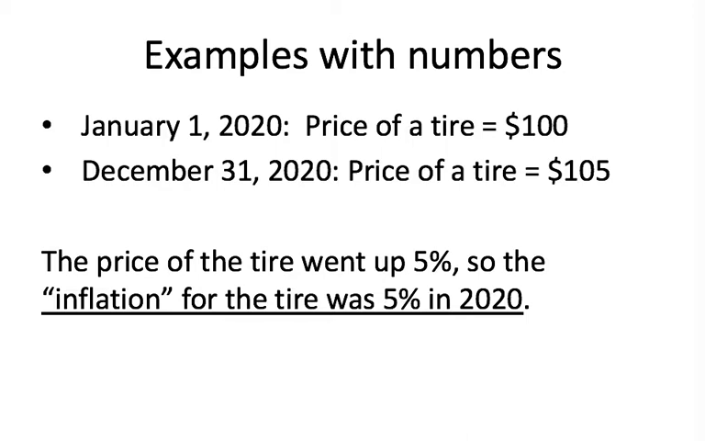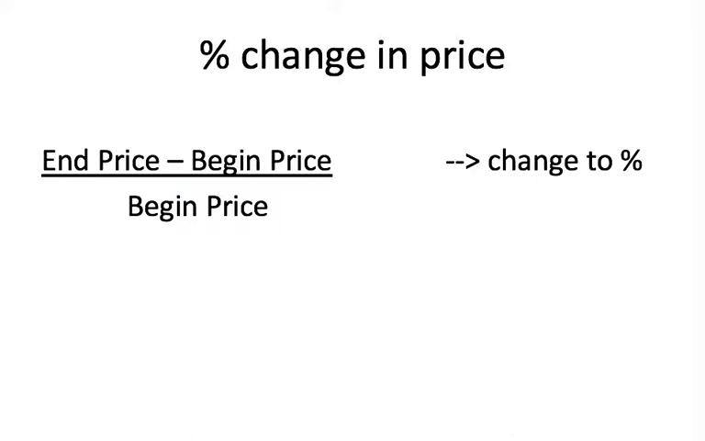Let's give a slightly more complicated example. So if you wanted to, in general, calculate the percent change in price, the equation is on the left there. You take the end price minus the beginning price, and then you divide it by the beginning price. This will give you a decimal, and then you just have to change that to a percent, and that will give you the percent change in a particular price.